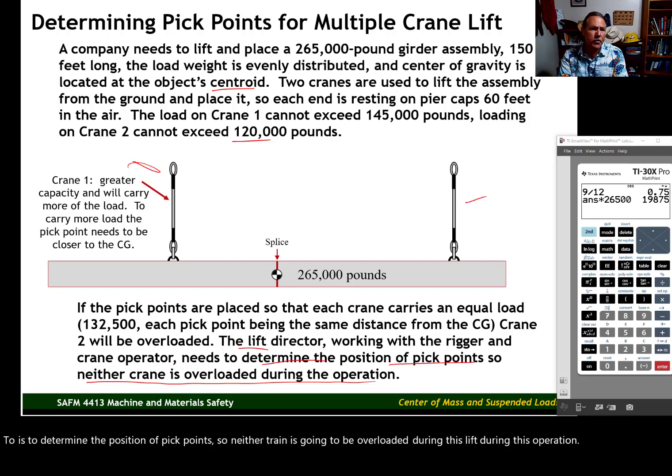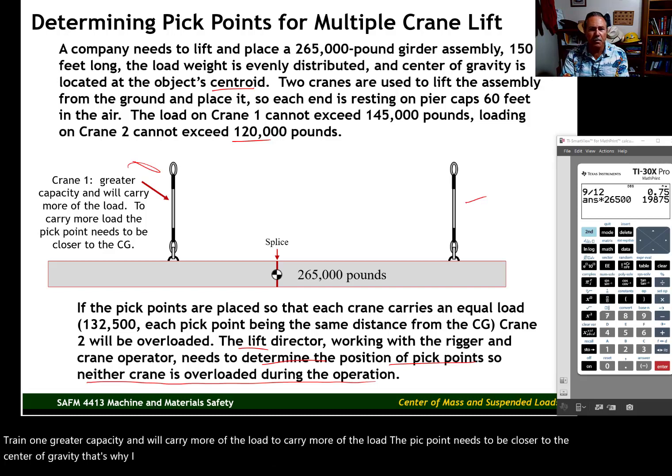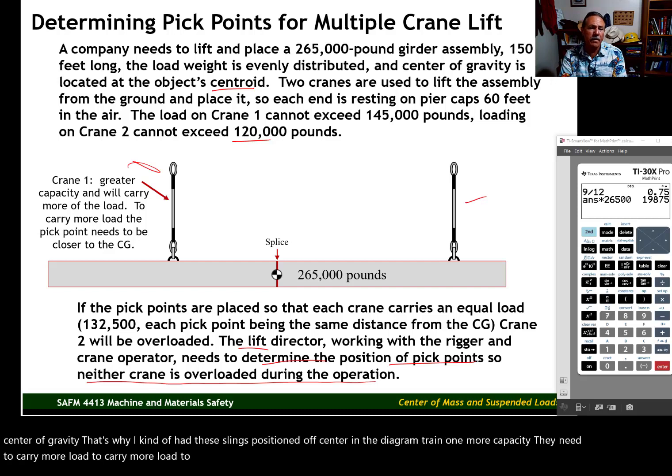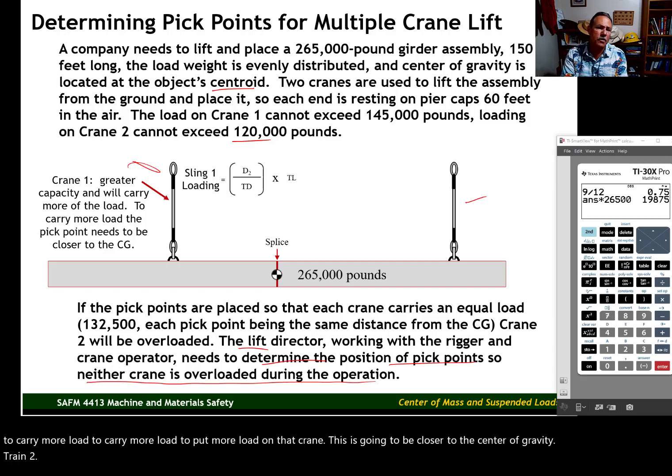Crane 1, greater capacity, will carry more of the load. To carry more of the load, the pick point needs to be closer to the center of gravity. That's why I have these slings positioned off center in my diagram. Crane 1, more capacity, needs to carry more load, so this is going to be closer to the center of gravity. Crane 2, well, here's a formula.